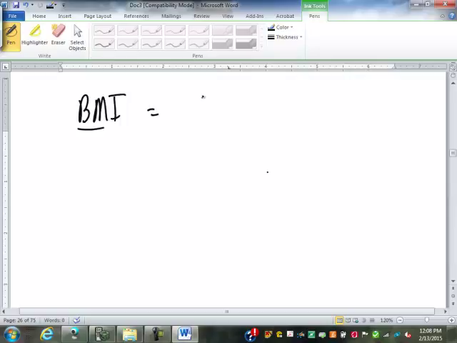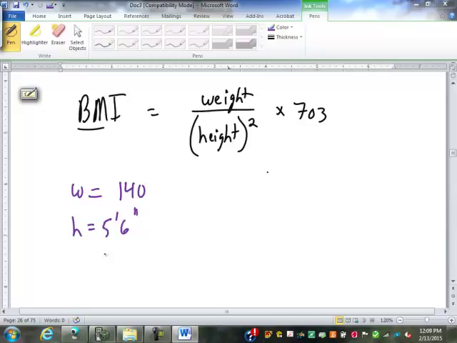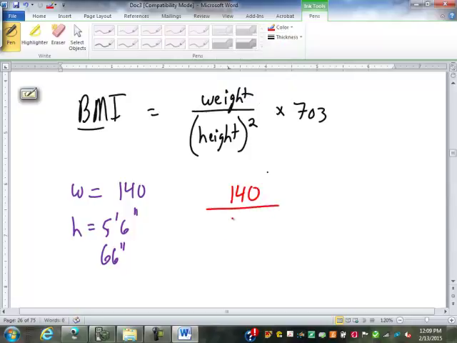is equal to a person's weight in pounds divided by the person's height in inches squared times 703. So let's say that we have someone coming in who weighs 140 pounds and has a height of 5'6". So first we have to make that into inches. 5 feet is 60, so that's 66 inches. So this is going to be 140 over 66 squared times 703.